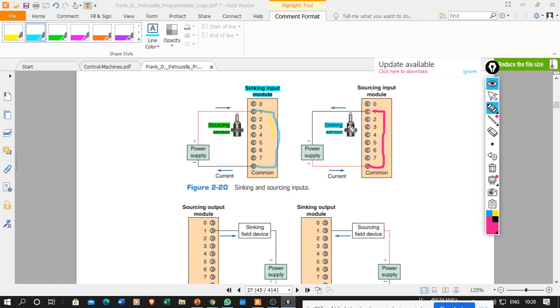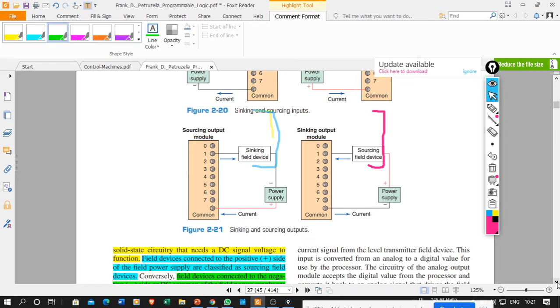Okay, so remember one thing: if one terminal of the sensor is connected to the positive of the supply, then it is called a sourcing sensor, and in that case the module should be sinking type. And if you connect the negative of the sensor to the power supply, then it is called a sinking type sensor, and your source should be positive type over here. So keep in mind that when you are supplying the current from the module to the sensor, then the module is sourcing type and the sensor is sinking type. Okay, so now this is for input.